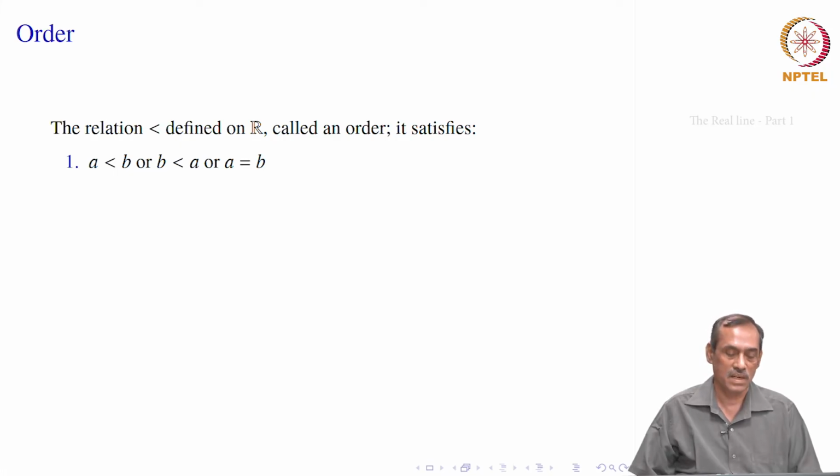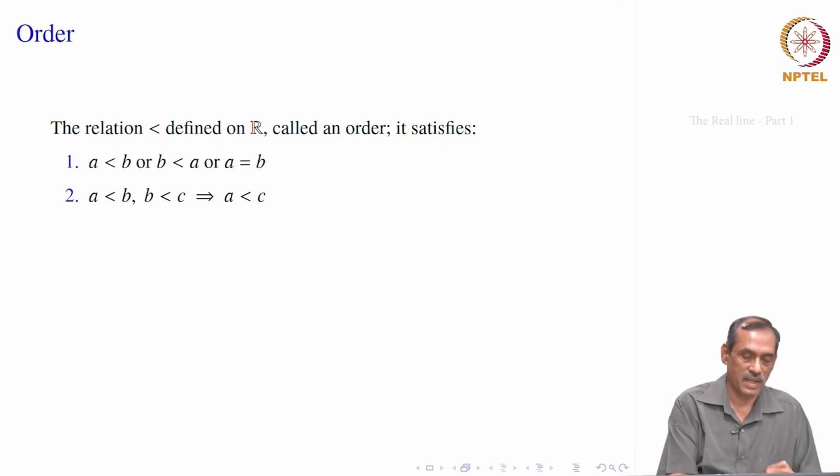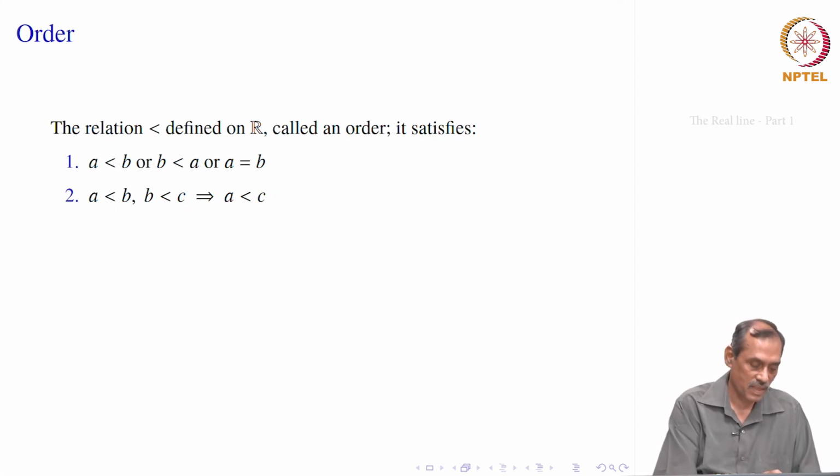This is called the law of trichotomy, which holds for this order relation less than. Then we have the associativity, or sometimes called transitivity, which says that if A is less than B and B is less than C, this will say that A is less than C. This is called transitive. It is leaving that B inside. A is less than B, B less than C, therefore A is less than C.